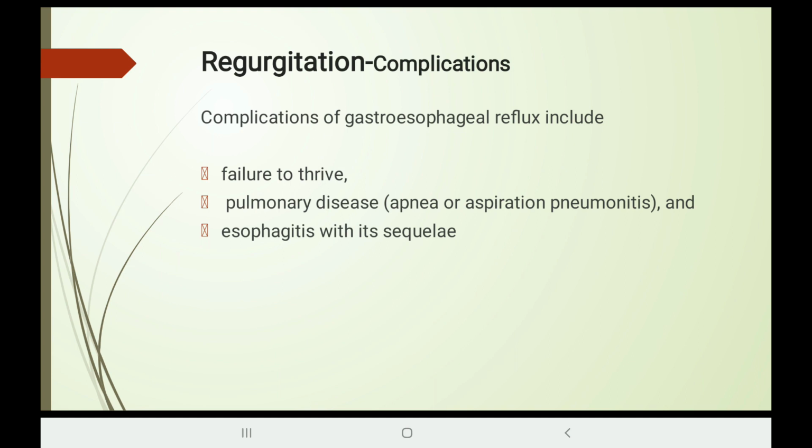To sum up, if the child presents with a history of vomiting, we will rule out the pathological causes on the basis of history and clinical examination, and then counsel the parents regarding the physiological aspect of regurgitation.